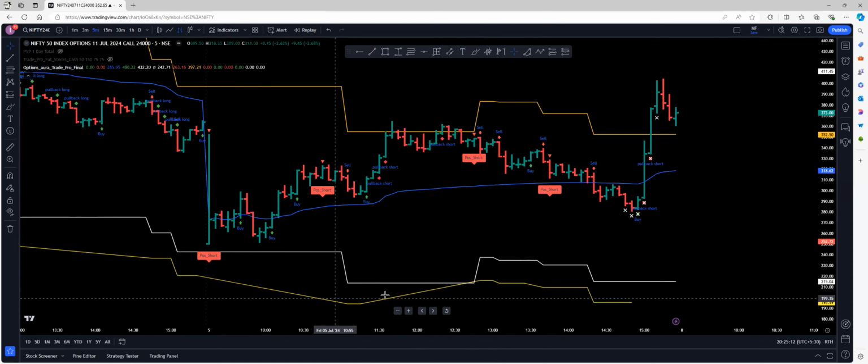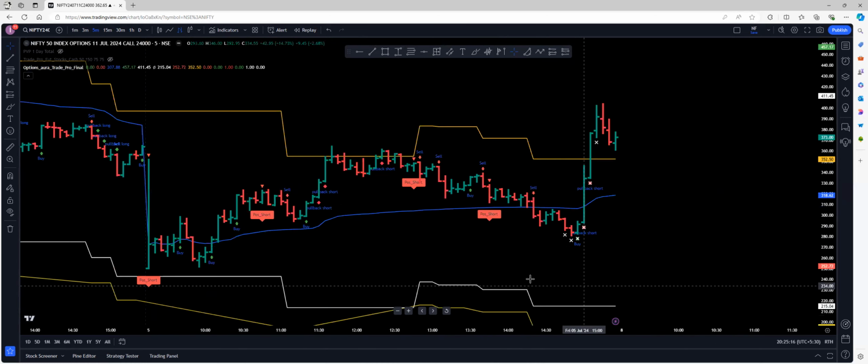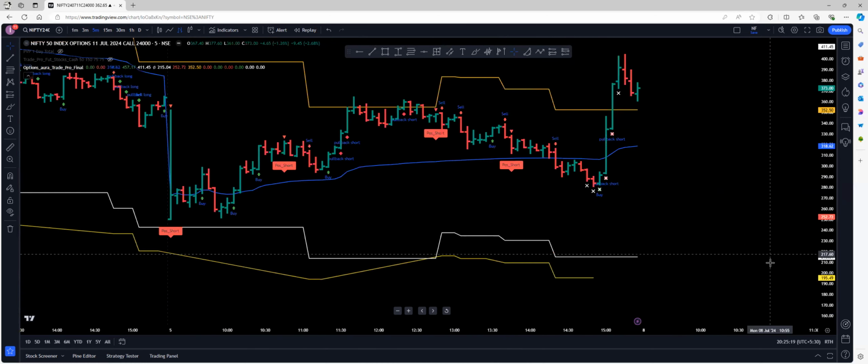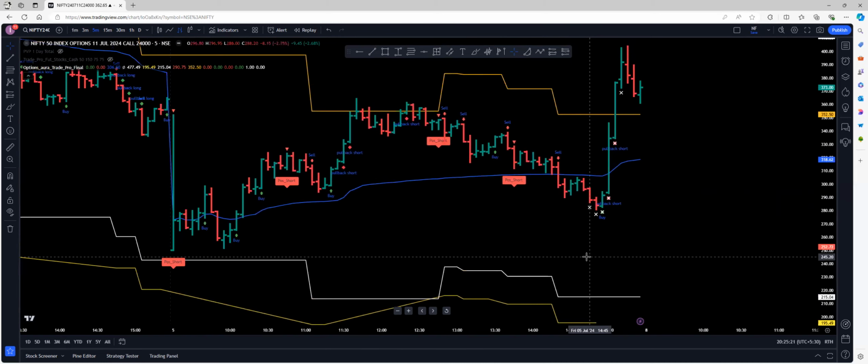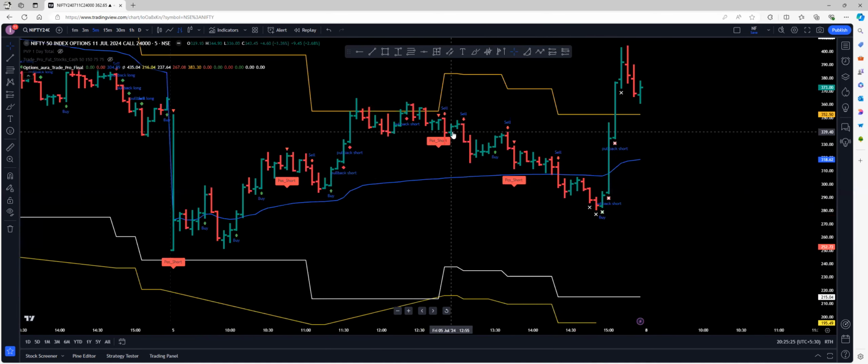Okay, you have targets also. From here, these are your targets. The market did not come back to your targets. You are short on this option at 339, with a stop loss at 382.